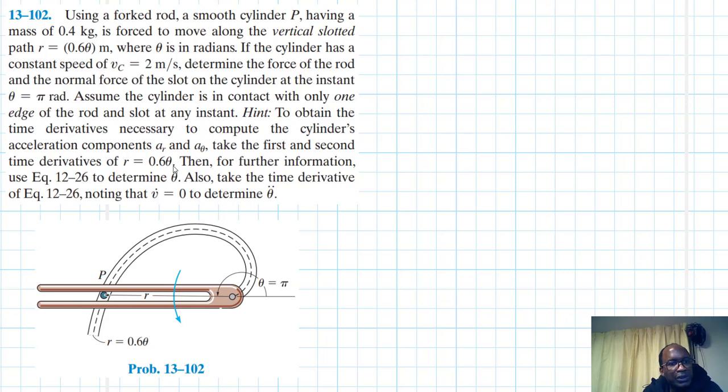We are going to be solving a problem from Engineering Mechanics: Dynamics, 14th edition by R.C. Hibbeler. In this question, I will not read everything. This you can read on your own.